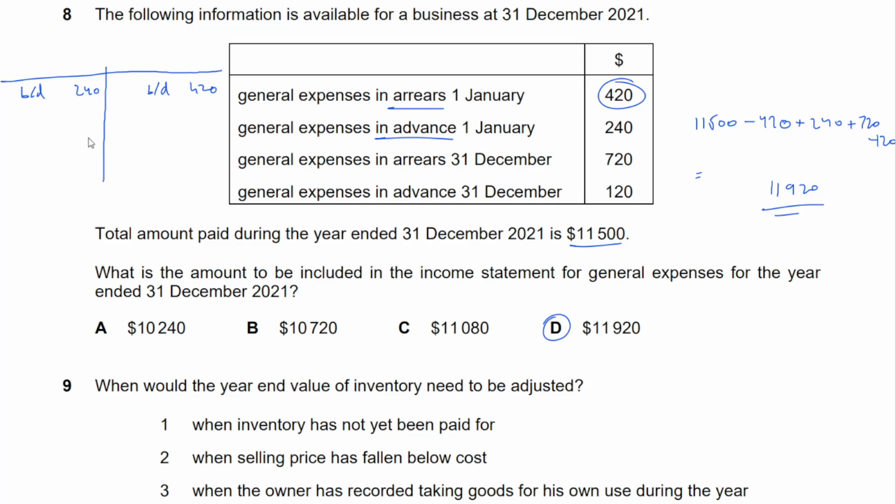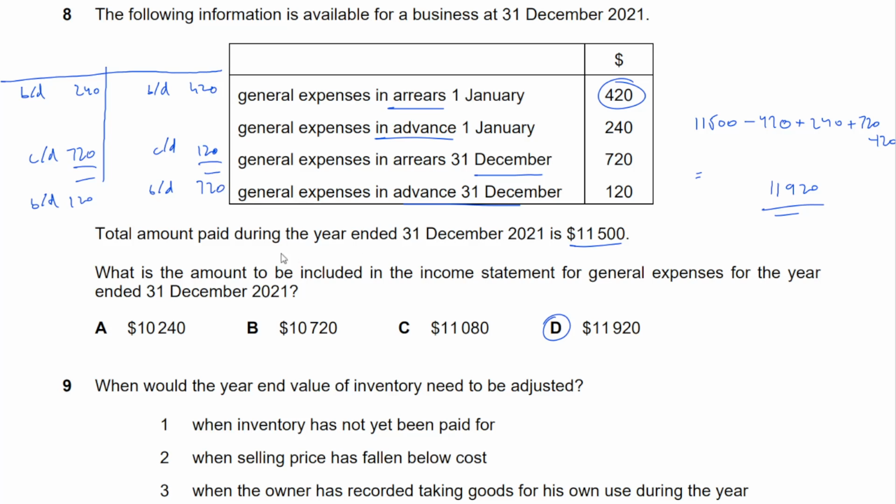Next, we will also put the closing balances. Balance carried down, balance carried down, brought down, brought down. Now, your focus should be on the brought downs, not the carried downs, right? The brought downs are the opening balance for the next period. So at the end, what do we have? General expenses in arrears, unpaid expenses. Again, 720 on the credit because it's a liability, and this is a current asset, because it comes under other receivables. 120, it's an asset.